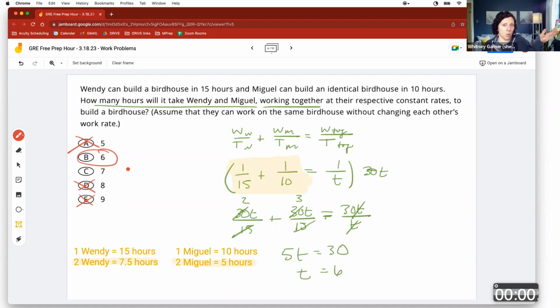So I don't have 2 slow workers. I don't have 2 fast workers. I have 1 of each. So the actual amount of time that my 2 workers take would be somewhere in between. But again, I love the formula. The formula always works. You can always plug things in.